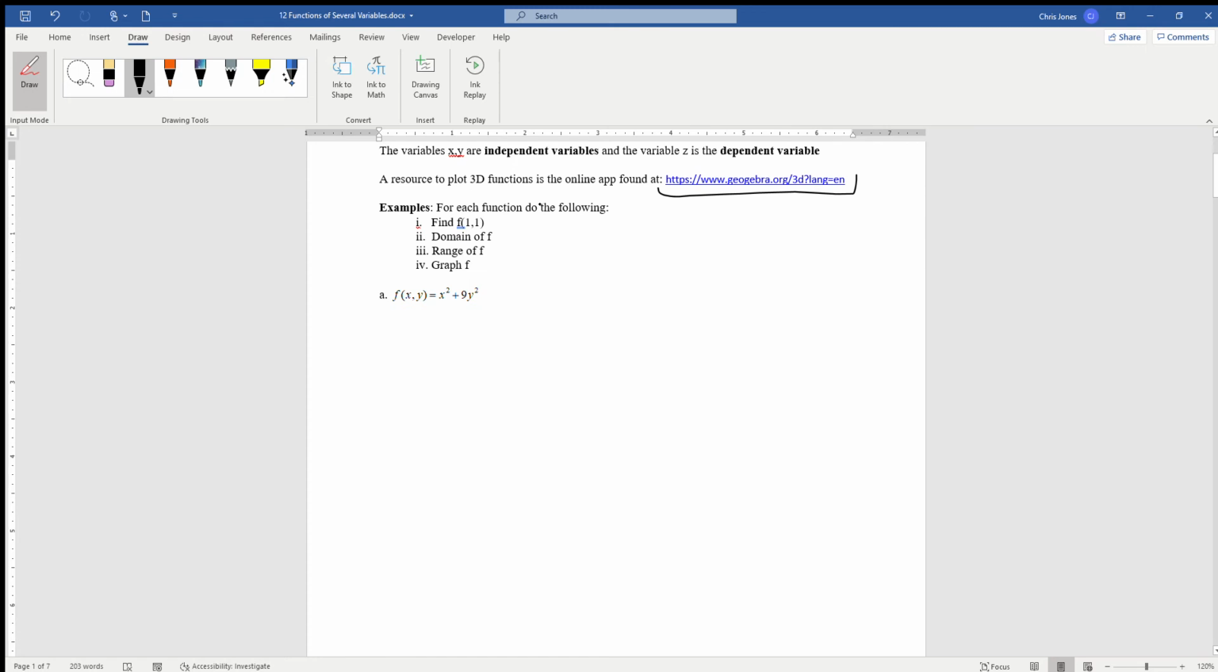For each of the following functions, we want to do four things. We want to find f at (1, 1). We want to find the domain of f. We want to find the range of f, and then we want to graph f. So f at (1, 1). As easy as this might be, just to make sure we understand it, I'm going to substitute 1 for x, substitute 1 for y, and then evaluate. So f at (1, 1) is 10, and remember this is the z value.